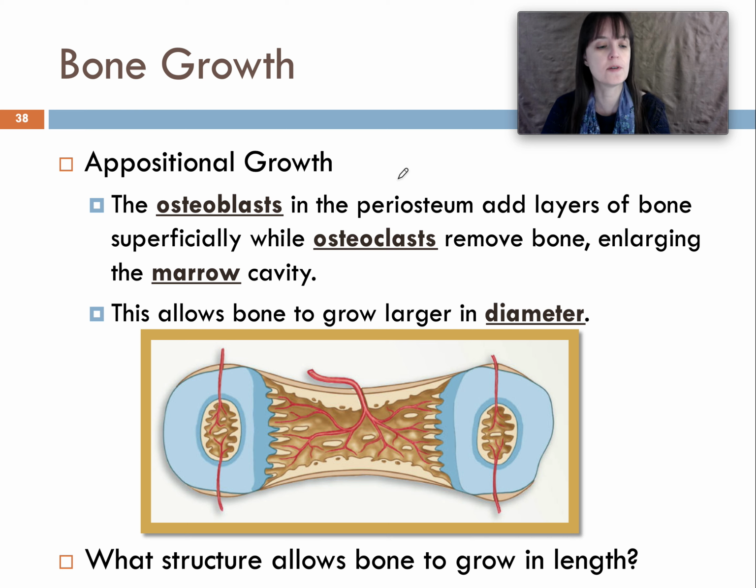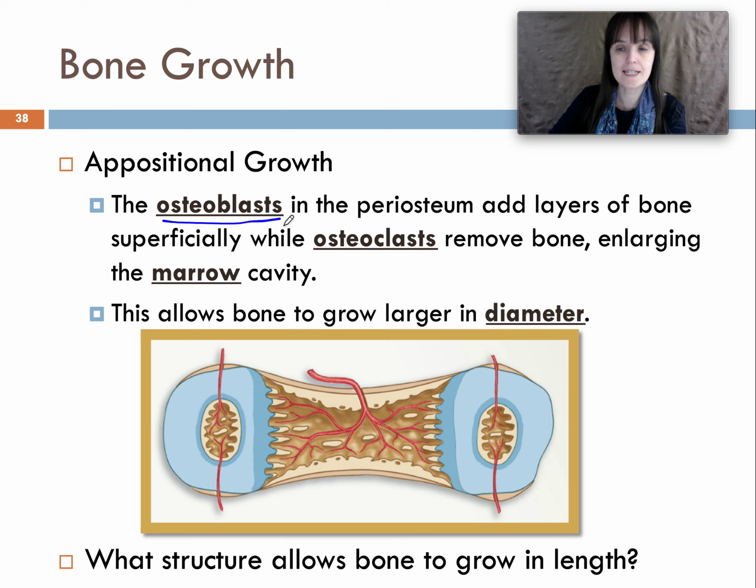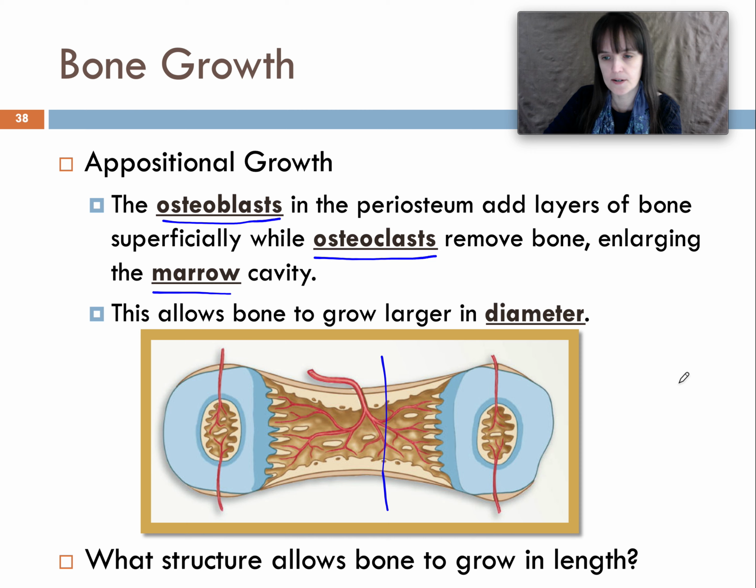Let's talk about appositional growth. In appositional growth, the osteoblasts in the periosteum add layers of bone superficially, while osteoclasts remove bone, enlarging the marrow cavity. So this allows the bone to grow larger in diameter. If you cut the bone here, it's like a donut, right? Because there's bone and then a hollow marrow cavity. So in appositional growth, osteoblasts add layers of bone on the outside of the bone.